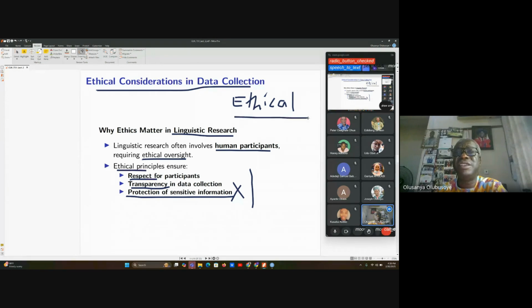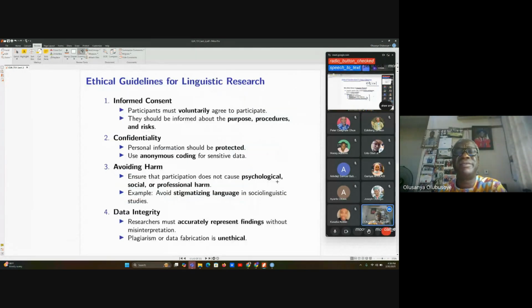and you get approval to go on, because they will ask you what we call protocol. What is the information you want? How will you ask the question? So these are things they will ask, and be sure that those who will be providing you information will be protected. So there are ethical guidelines for linguistic research, and you must take note.